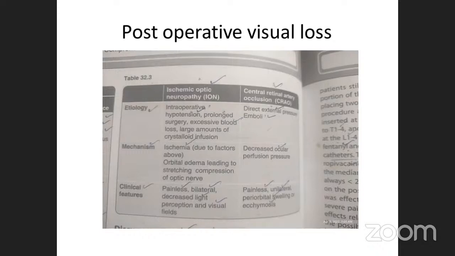Clinical features of ischemic optic neuropathy are painless bilateral decreased light vision and visual fields. In central retinal artery occlusion, there is painless unilateral vision loss with periorbital swelling or ecchymosis.